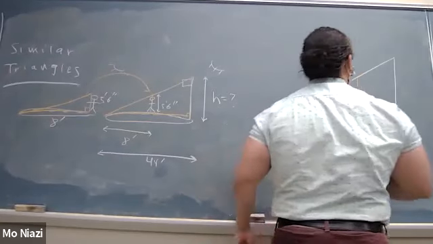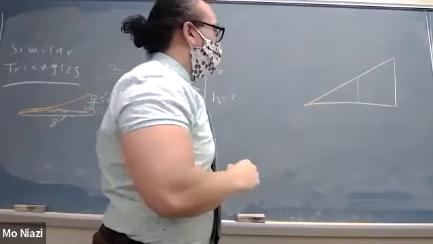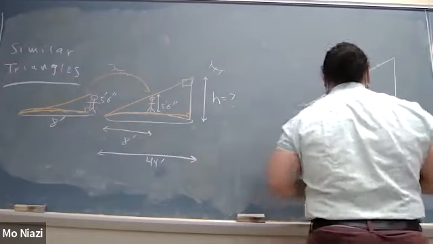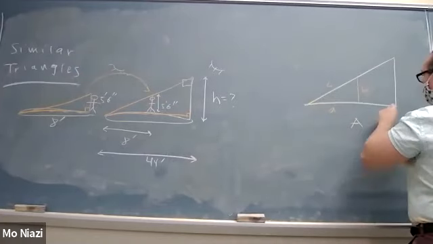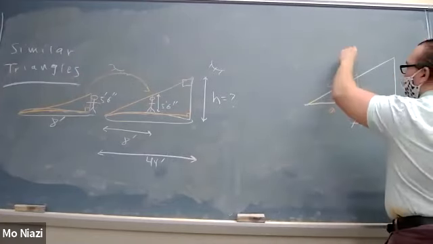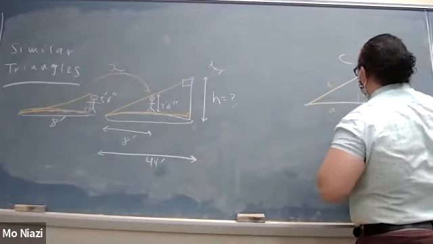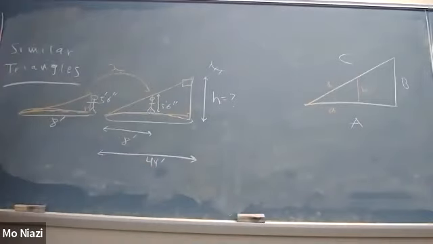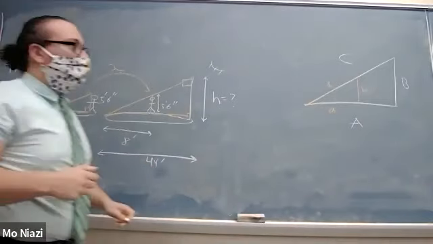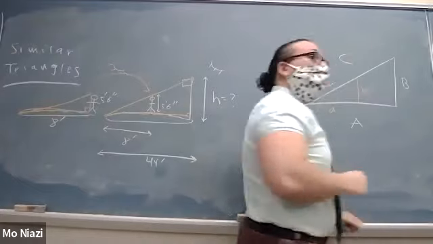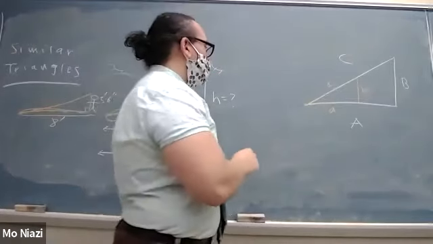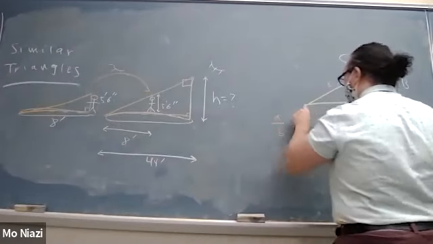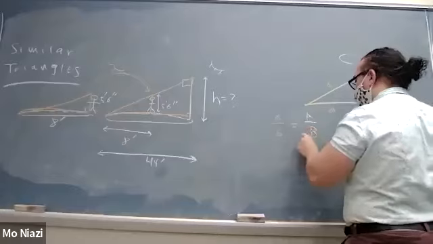The orange and the white triangle. Okay. If this is A, B, and C, and this is capital A, capital B, capital C, we note that the side lengths are proportional. What does that mean? Well, it means if I take the ratio A over B, it should be equivalent to the ratio capital A over capital B.